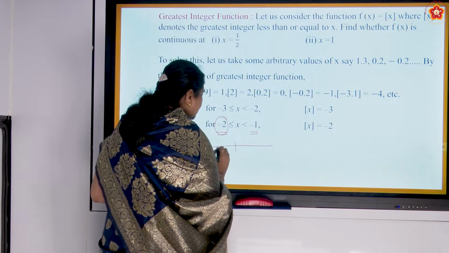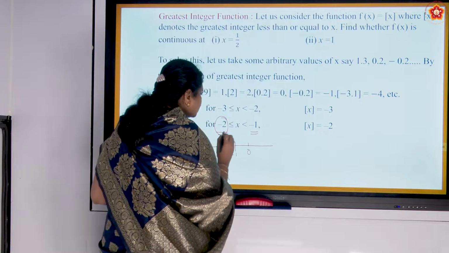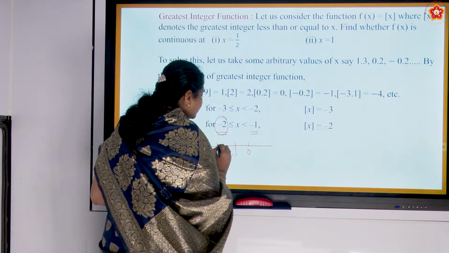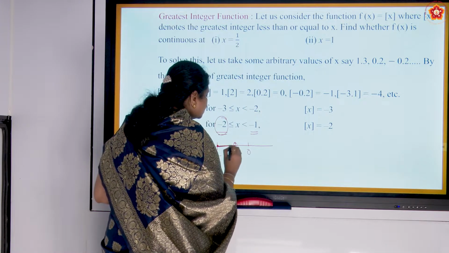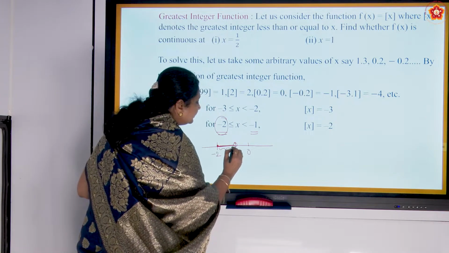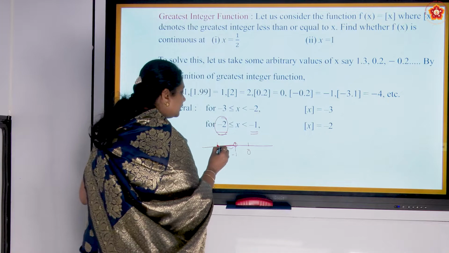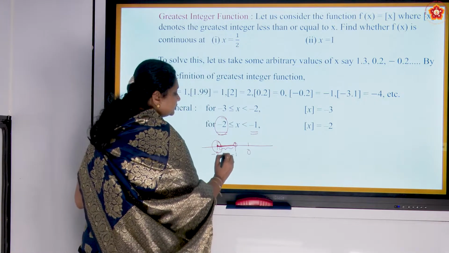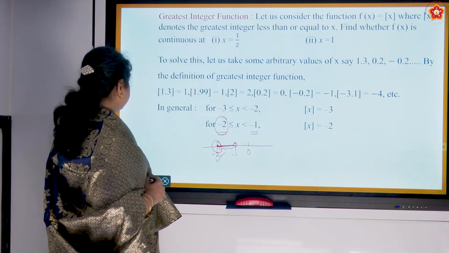Look at this. Your minus 2 is here, minus 1 is here, 0 is here. So, your x is between minus 2 included, minus 1 not included, and in between this. If you see, nowhere does an integer value lie. These are all rational numbers in between. So, the integer value possible that x can take is minus 2. So, that is your greatest integer value that x can take.